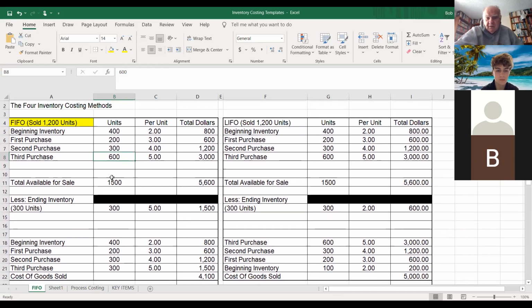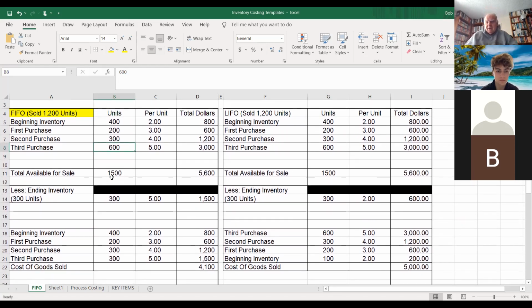LIFO is the opposite. LIFO, we're gonna start at the newest one. So we still sold 1,200 units, right? We still sold 1,200 units, but which 1,200 do we sell? We sold the 600 here, 600 times 5. We sold 300 times 4, 200 times 1. That gives us 1,100, and we needed 100 out of there to get to 1,200.